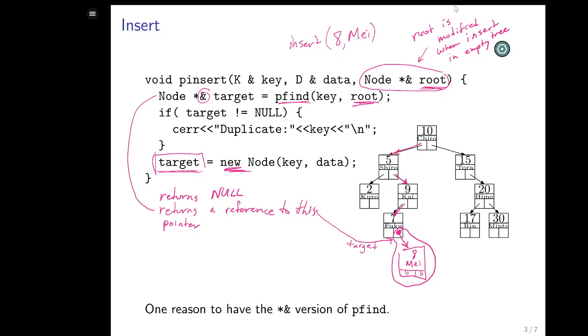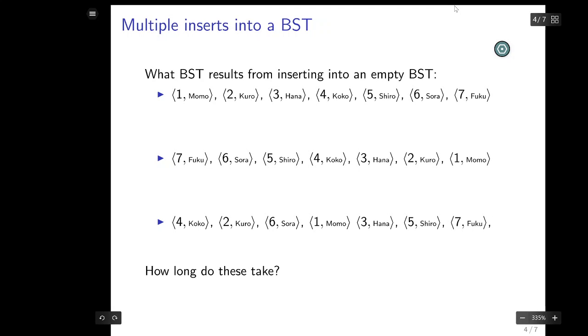Okay, great. So let's do some insertions. So this will address your question eventually about average depth. So suppose that I was inserting a bunch of stuff into an empty BST. Suppose that I inserted these key value pairs into this empty BST.